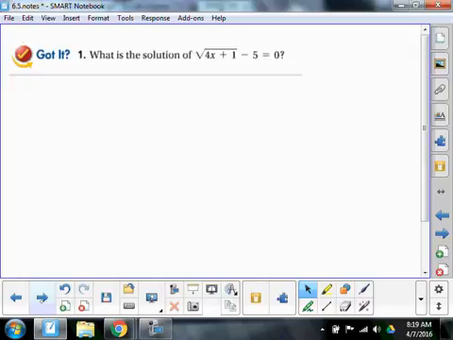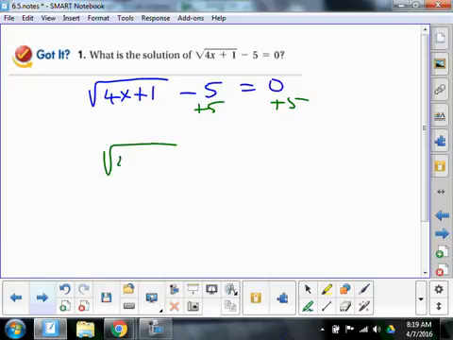Okay. Let's try this next example: the square root of 4x plus 1, minus 5 equals 0. What should we do first? Add 5 to both sides. I like to move it. So we get the square root of 4x plus 1 equals 5. And then what? Square each side. Good. So we get 4x plus 1 is 25. Subtract the 1, divide by 4. Final answer, x equals 6.